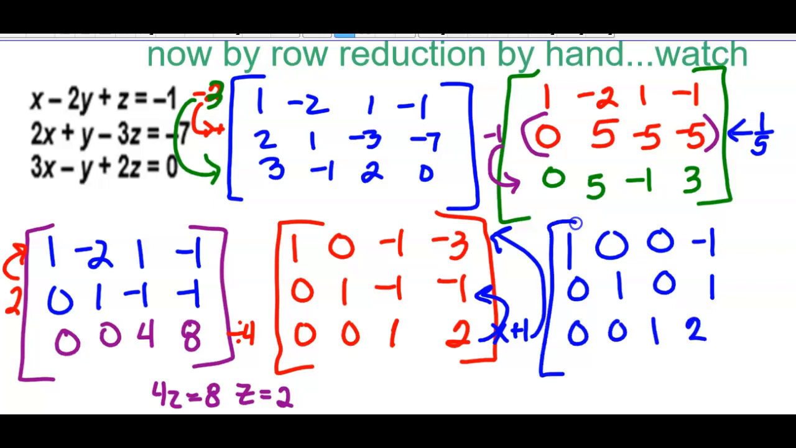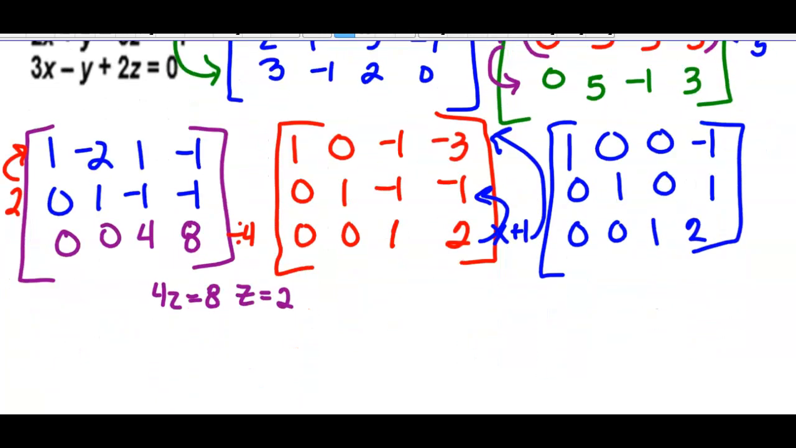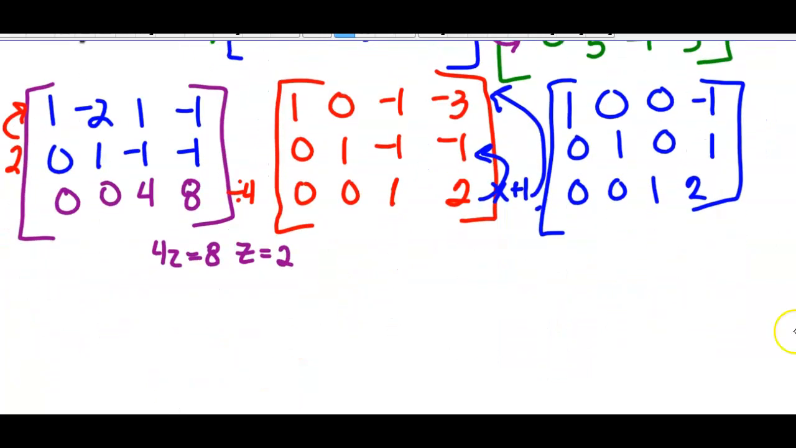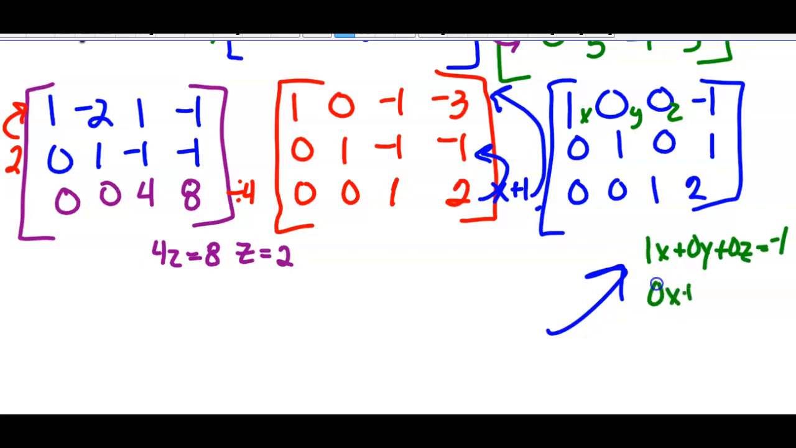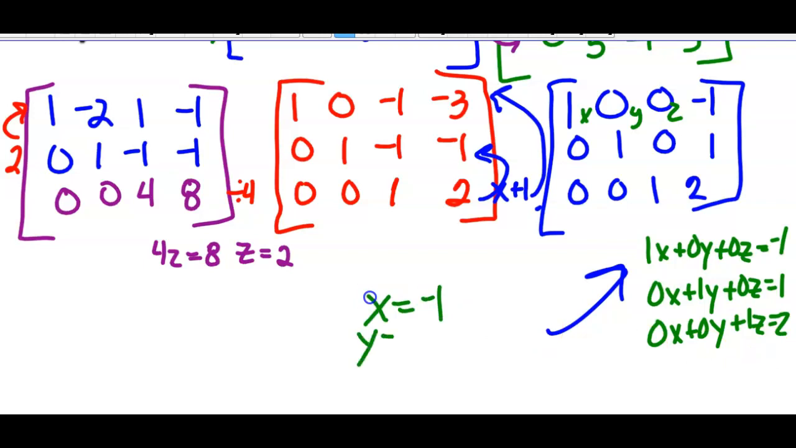Okay, this form right here that I arrived at is called reduced row echelon form, because if I were to put back in x, y, z on all of those, I'd have 1x plus 0y plus 0z equals negative 1. And then I'd have 0x plus 1y plus 0z equals 1. And the bottom sentence would be 0x plus 0y plus 1z equals 2. So that means I have x is negative 1, y is 1, and z is negative 2.